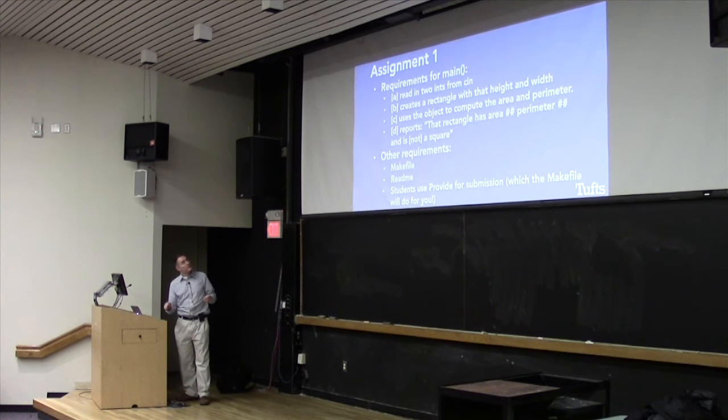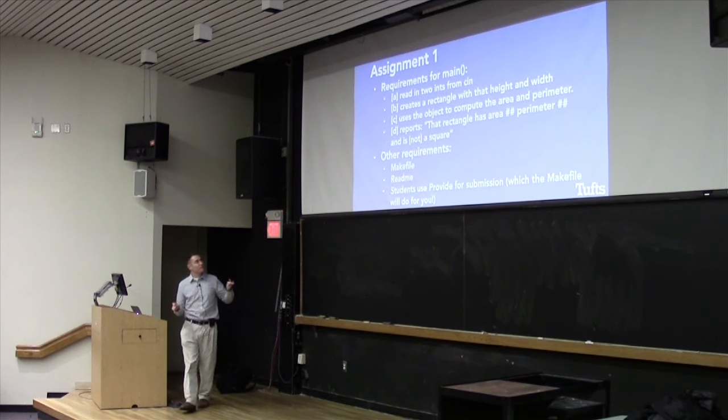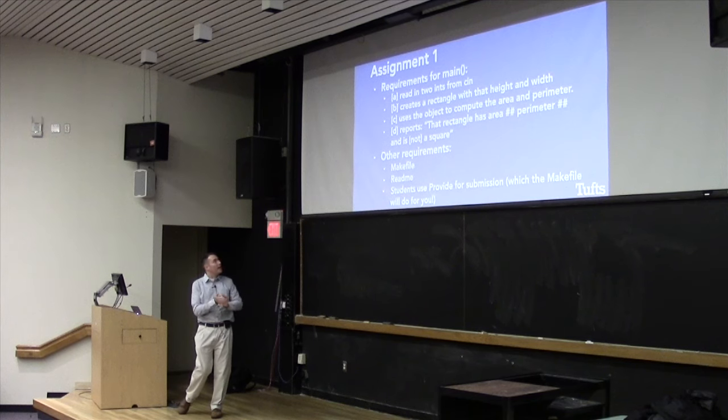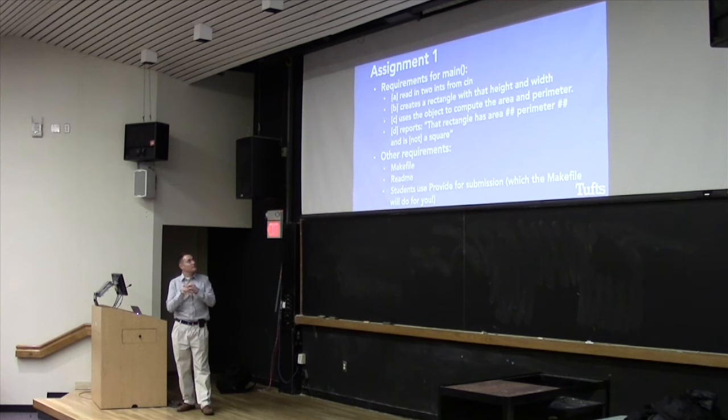Let's see. This is more about the assignment itself. Read in two integers and create a rectangle. Actually, we do have integers. I think they could be floats as well, but it doesn't really matter. Create a rectangle, use the object, and report the rectangle's area and perimeter, and whether or not it is a square.